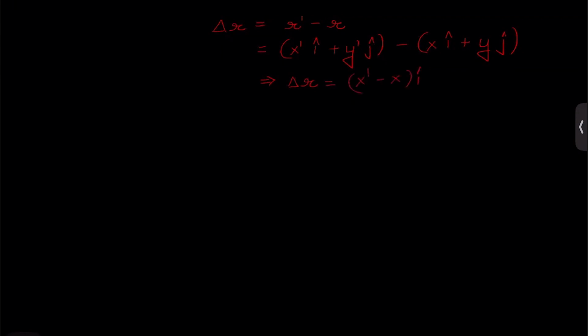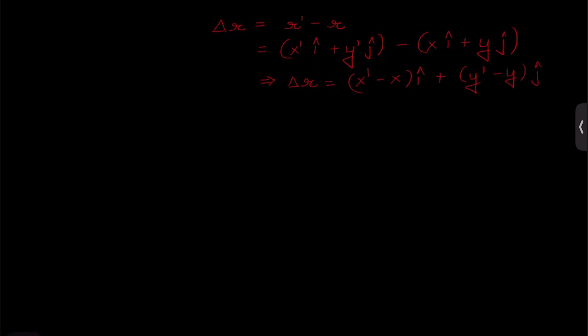Okay, so delta r is nothing but equal to r dash minus r. This can be written as equal to x dash i cap plus y dash j cap minus x i cap plus y j cap. Correct. Now using the properties, delta r can be written as equal to (x dash minus x) i cap plus (y dash minus y) j cap.